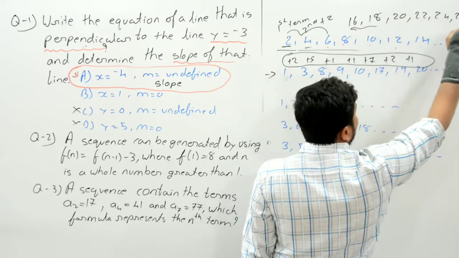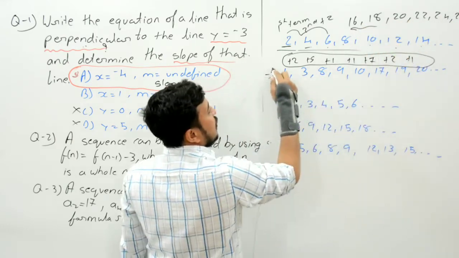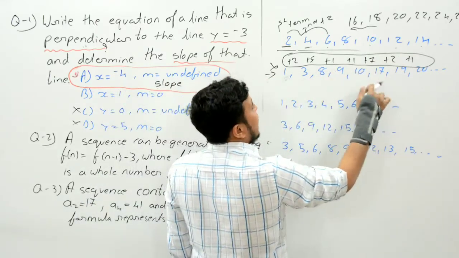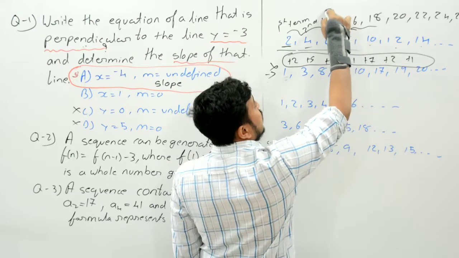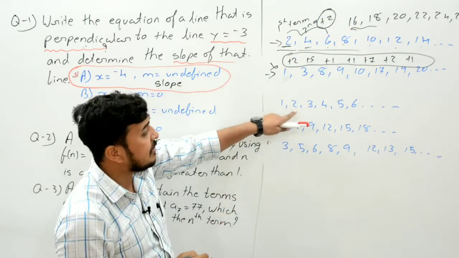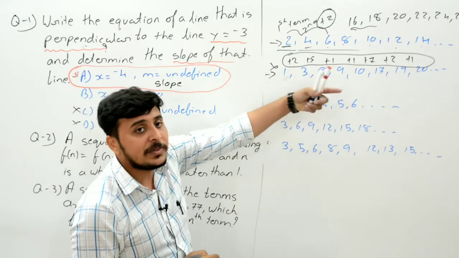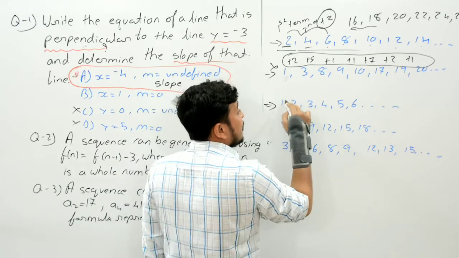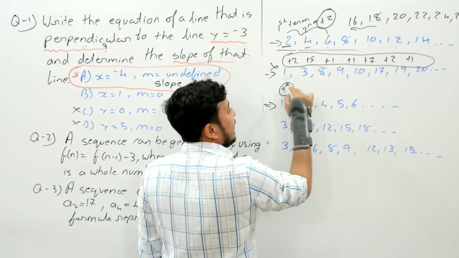We can find the terms of this sequence, but we cannot find the terms of this one. Why? Because there is nothing common between them, but there is a common difference of 2 in the first series. Can we find the nth term or any term in the third sequence? Yes, we can. Why? Because there is a common difference of plus 1 in each term.